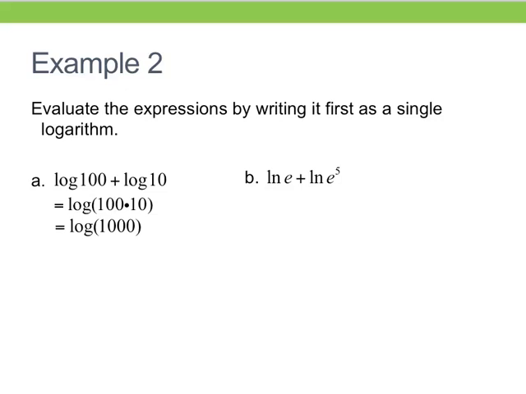In the log of 1,000, ask yourself, 10 to what power will give me 1,000? That's 10 to the third. So log of 1,000 is equal to 3.